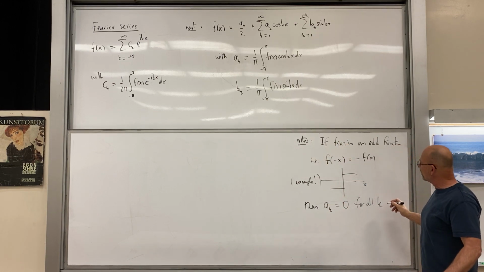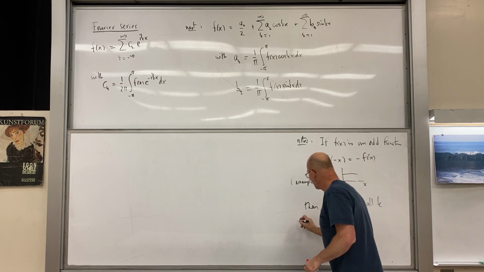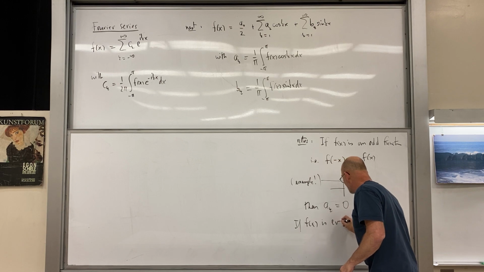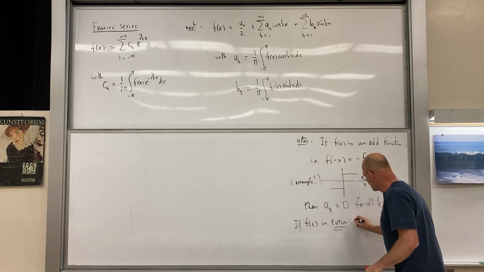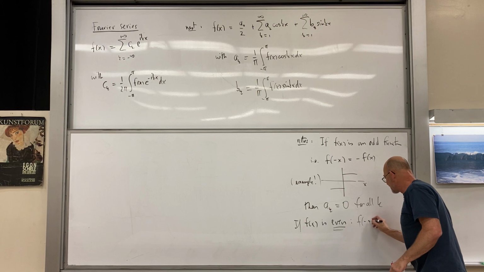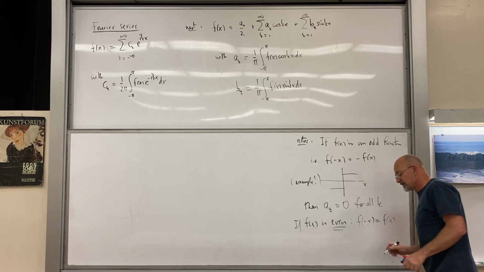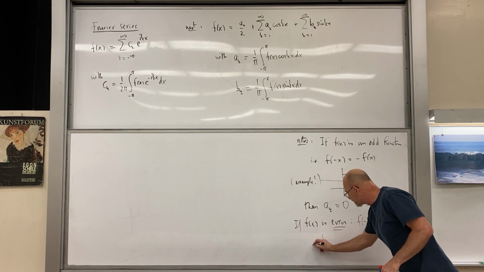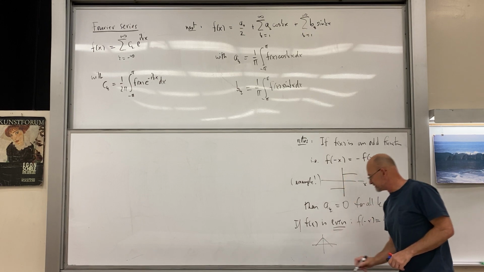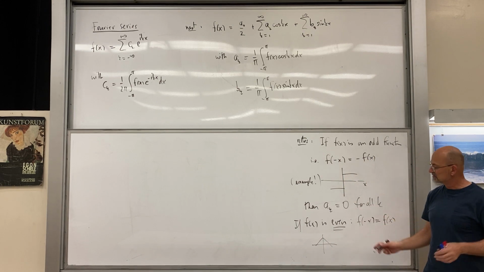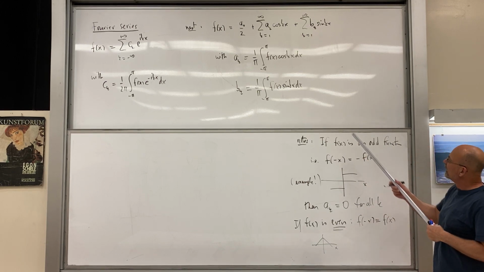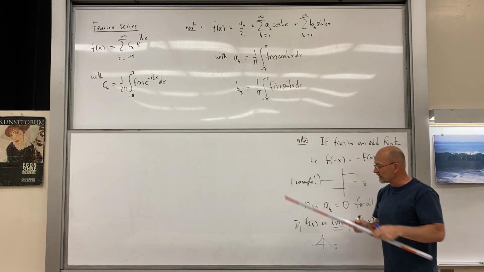But that's an important point, and if f of x is even, which means f of minus x is equal to f of x. So if it's an even function, an example of an even function would be that little symmetric pyramid there, equal on the left and the right side. Then all of your b sub k's are equal to 0.